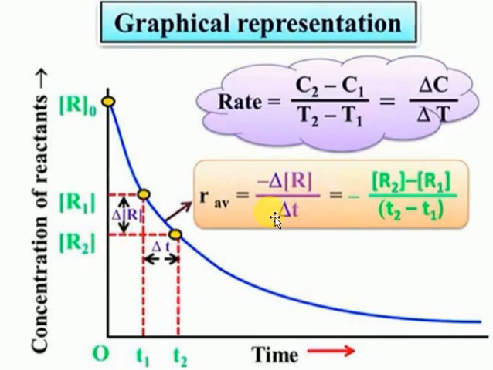So I will take delta R. What is delta R? Final minus initial only, R2 minus R1, divided by delta T. What is delta T? The change in time, T2 minus T1. This is called the average rate of chemical reactions. Average only.